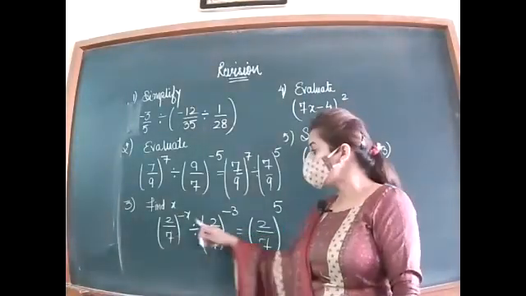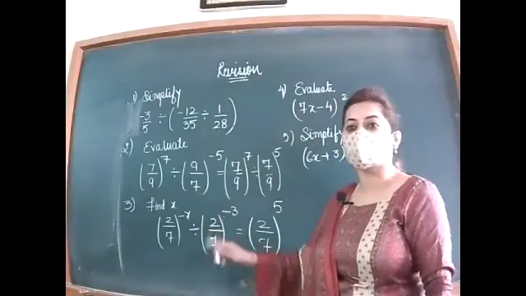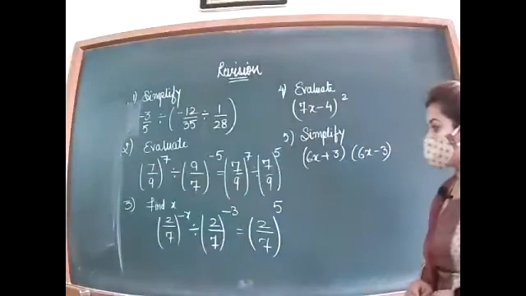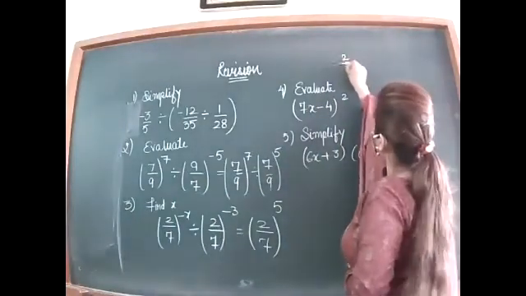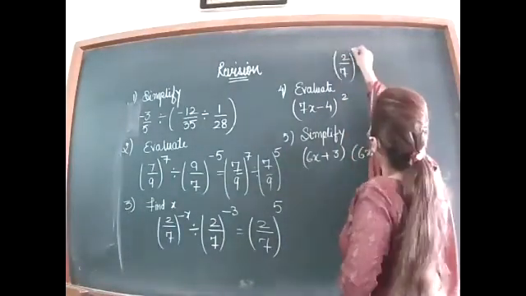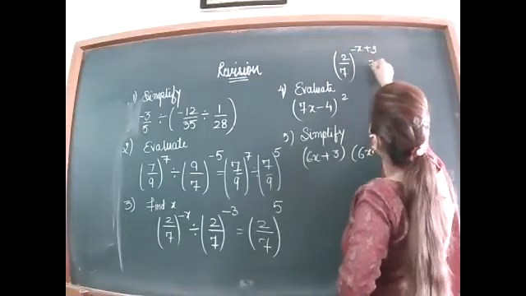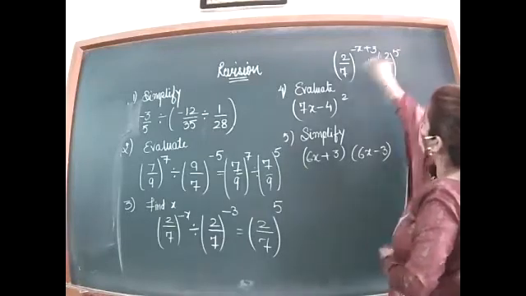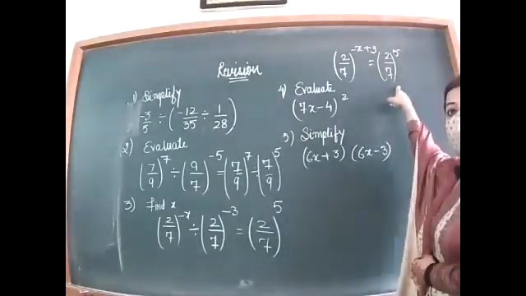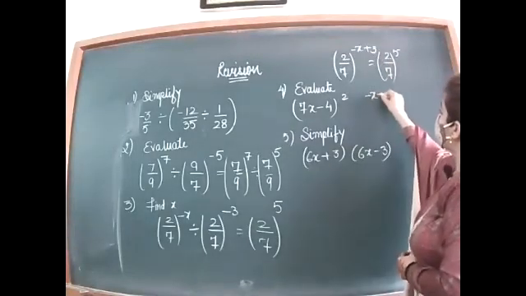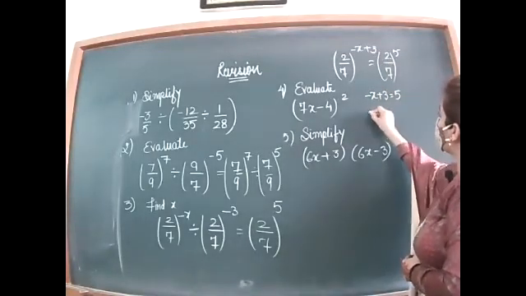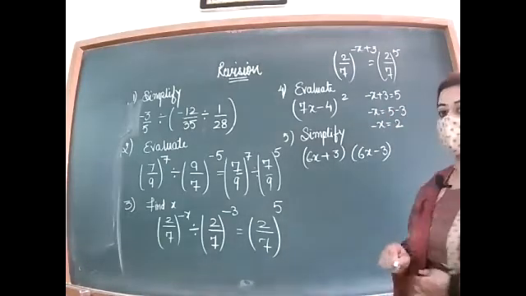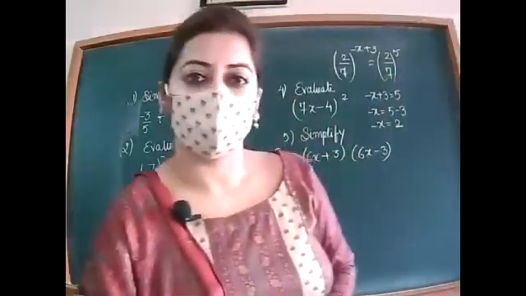They are dividing, so the power will be subtracted. On the left hand side, you will have 2 by 7 raised to power minus x plus 3. And on the right hand side, you have 2 by 7 raised to power 5. They are in equality form. Bases are the same, so powers will be the same. Minus x plus 3 is equal to 5. Minus x is equal to 5 minus 3. Minus x is equal to 2. x is equal to minus 2.